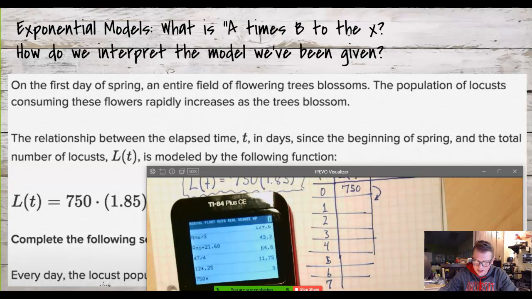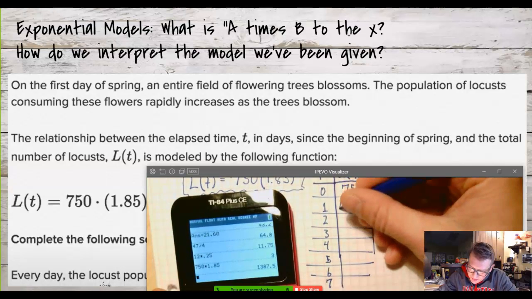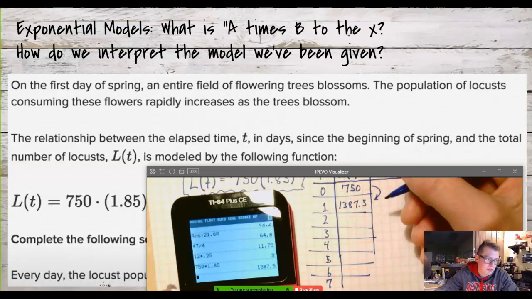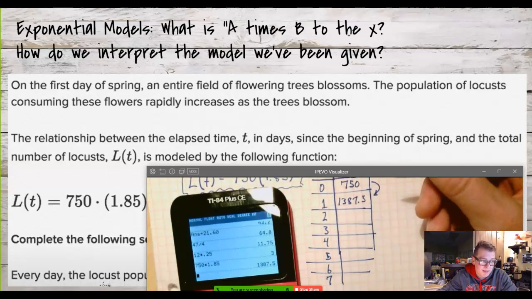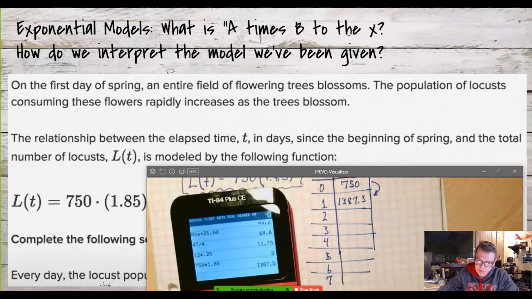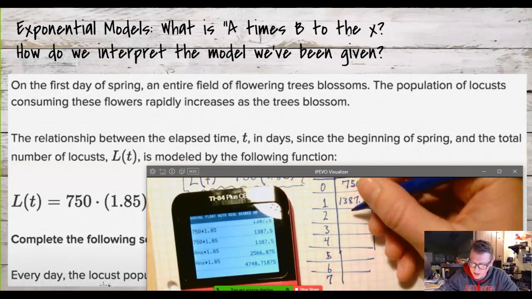I'm going to show you a sweet trick here. The amount of locusts on day 1 is going to be 1387.5. Obviously the math has made it work, but you're not really going to have a half locust. Check this. If I hit enter again, it repeats what I just did. So if I hit times 1.85, I grab the previous answer and multiply by 1.85. Now if I hit enter again, it grabs the previous answer, which is now 2566, multiplies by 1.85 again. So I can just keep hitting enter to get my new values instead of typing times 1.85 again. This is a cool way to shortcut using our calculator.